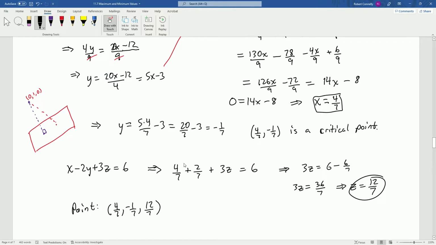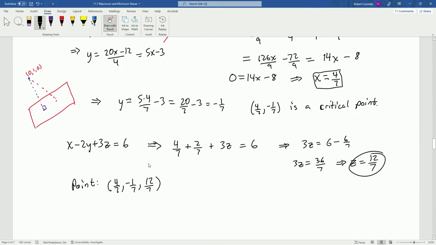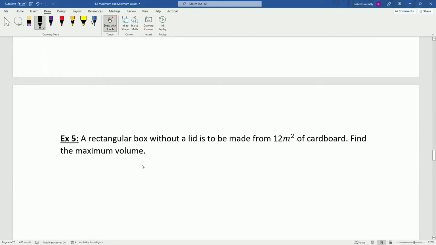All right, well, that's it for this example. Hopefully that was fairly clear. Let's go ahead and move on to another problem.